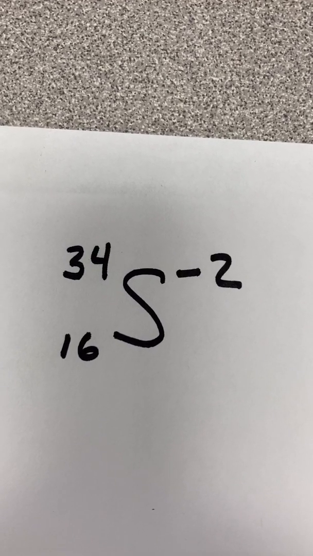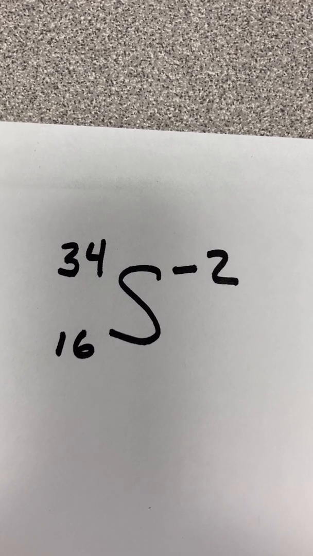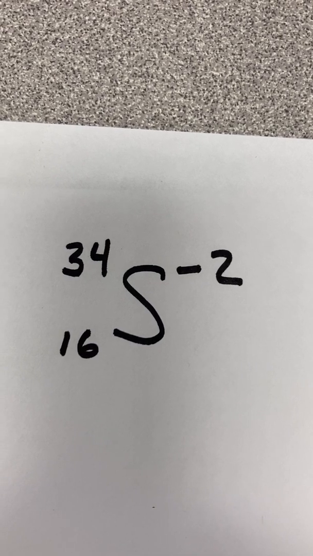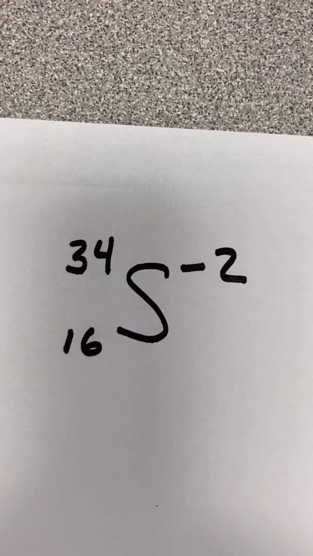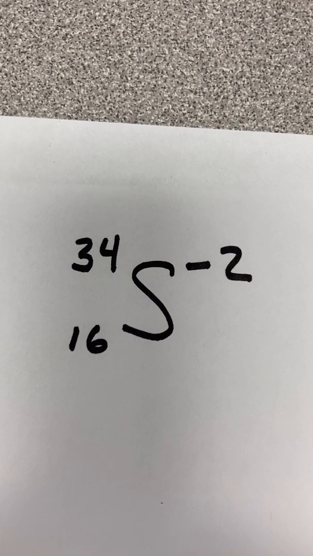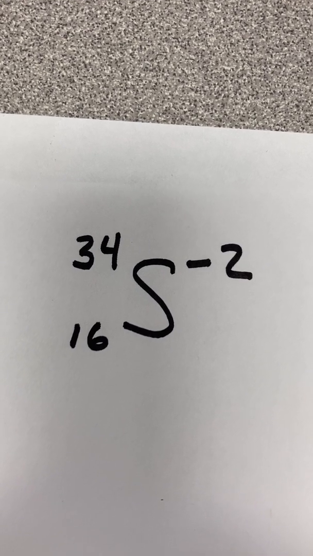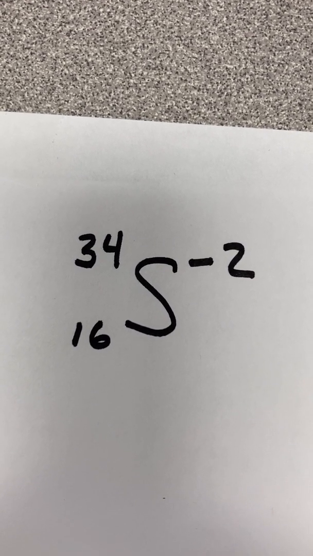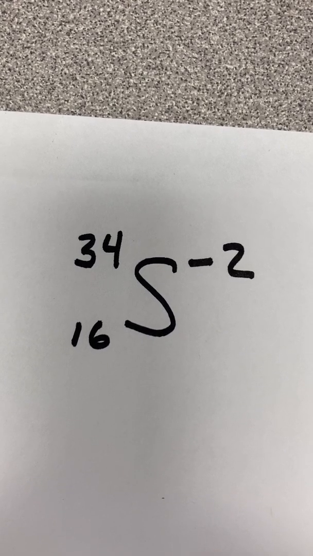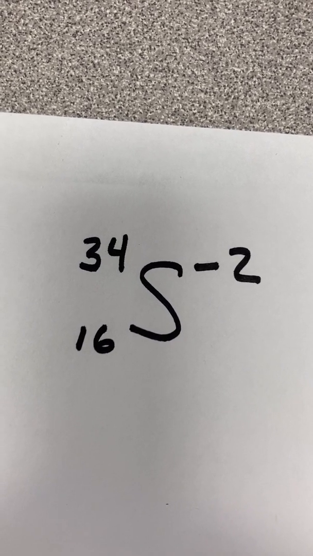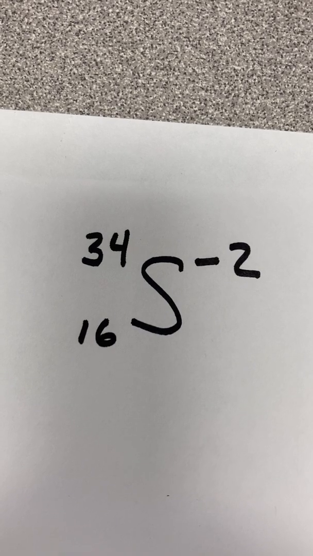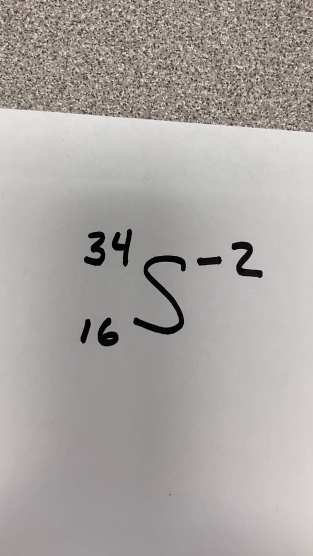Okay, today we're going to talk about nuclide symbols. Nuclide symbols are more complicated or more in-depth than the symbol we have on the periodic table because it's going to give us more information. This is really important if you have a specific isotope or if you have an ion. So this one here, this sulfur, is a specific isotope and is an ion.